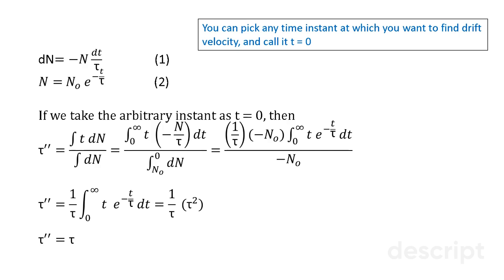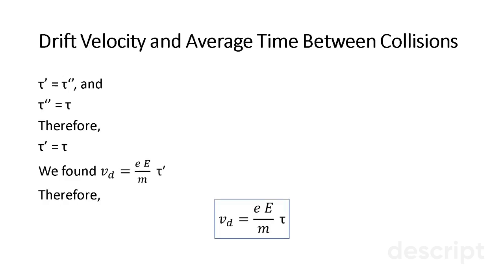The integral in the denominator equals 0 minus n0, that is negative n0. We cancel negative n0 in the numerator and negative n0 in the denominator. If you find the integral, you will see that tau double prime equals 1 by tau into tau squared, or tau double prime equals tau. We proved tau prime equals tau double prime, and then we proved tau double prime equals tau. Therefore, tau prime equals tau.